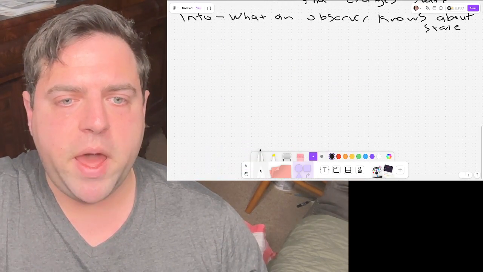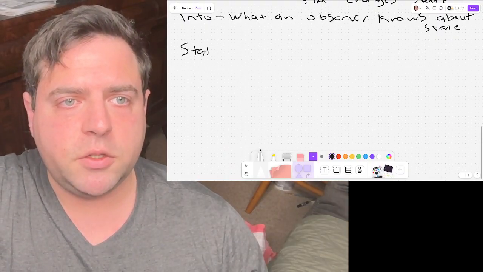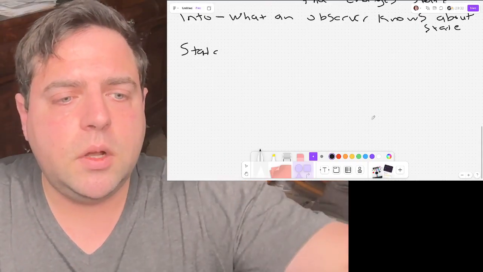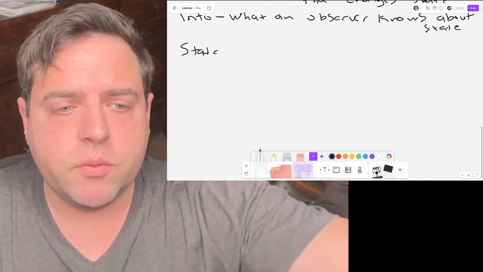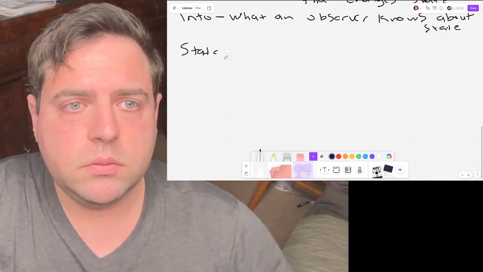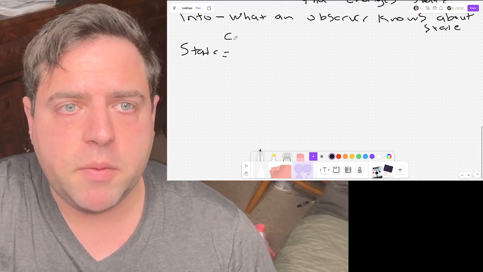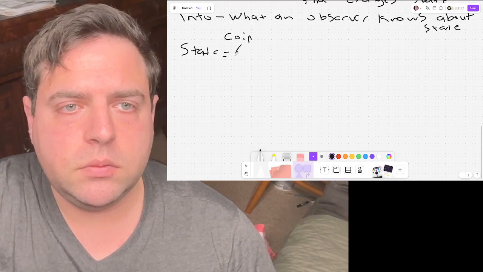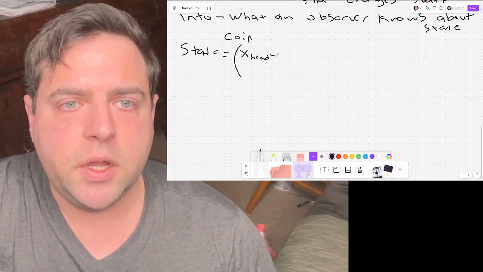Okay? Now to make it into math. What's your typical state vector going to look like? Well, there are a couple of different classes of state vectors that we want to talk about. But in general, let's talk about a coin. You got a coin. There's two possible states. Heads, tails.